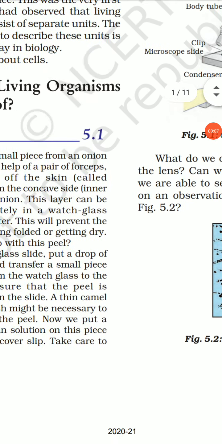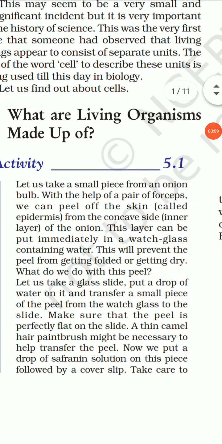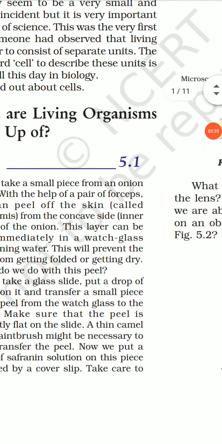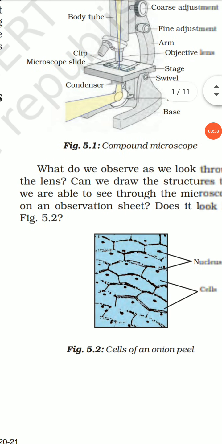Now the question comes, what are living organisms made up of? We know that cells are there. We know that a cell has a cytoplasm, a nucleus, a cell membrane, a cell wall, etc. So now we have to find out what living organisms are made up of.